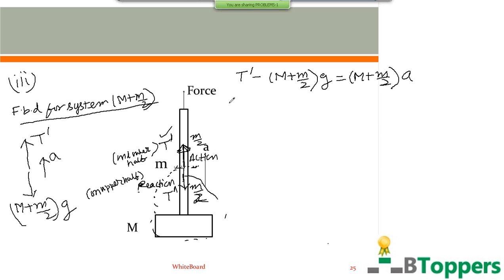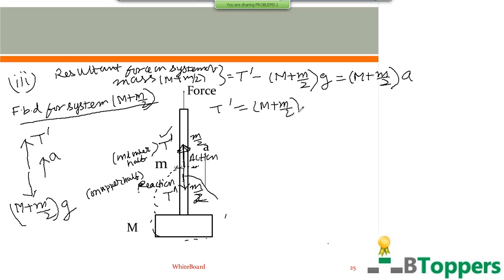Therefore, from this equation, if you take this term to the right side, that means we have written here the resultant force on the system of mass (M + m/2). So from this you can write T' equal to (M + m/2) into g plus (M + m/2) into a.